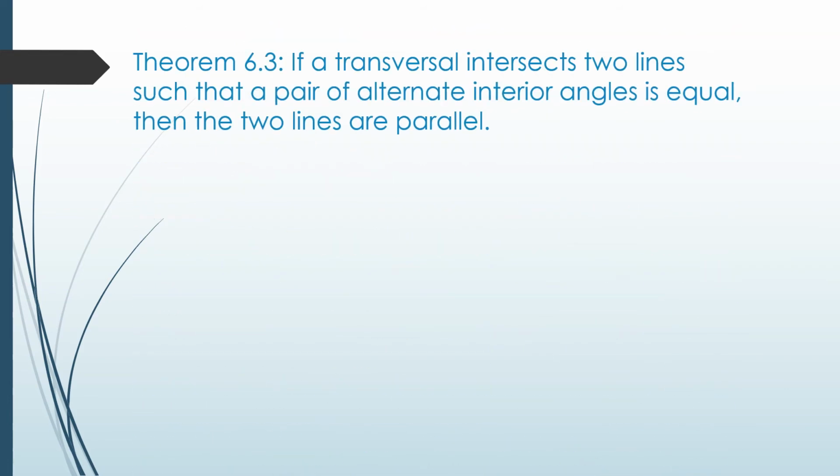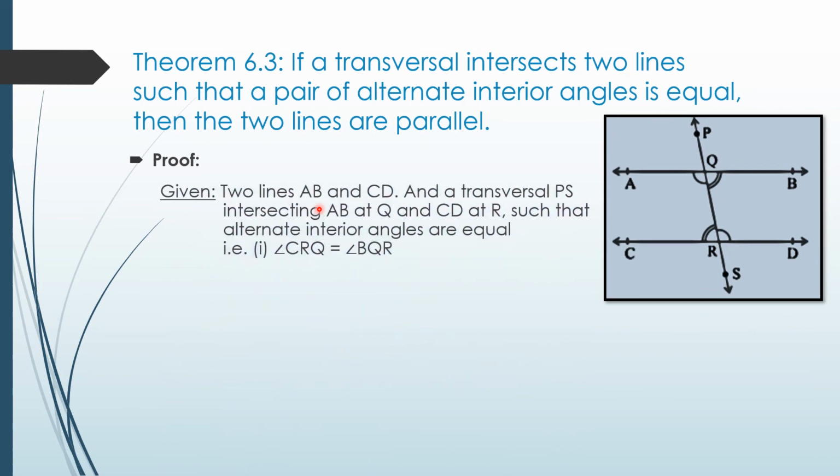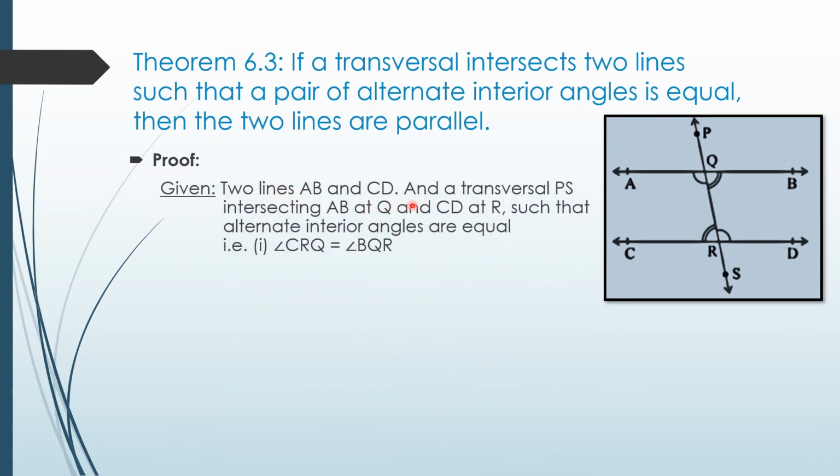Theorem 6.3. If a transversal intersects two lines such that a pair of alternate interior angles is equal, then the two lines are parallel. Let's see the proof of it. So here we are given two lines AB and CD and a transversal PS intersecting AB at Q and CD at R such that alternate interior angles are equal, that is BQR is equal to CRQ, and we have to show that AB is parallel to CD. Let's see how. First of all, what is given? CRQ is equal to BQR.